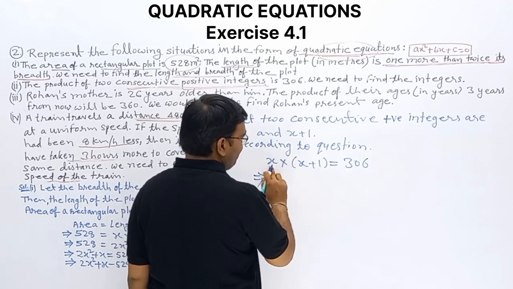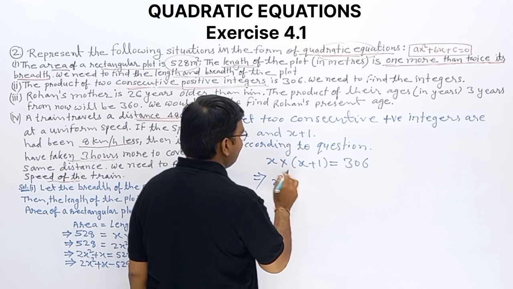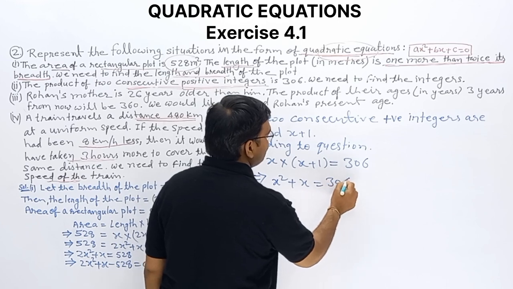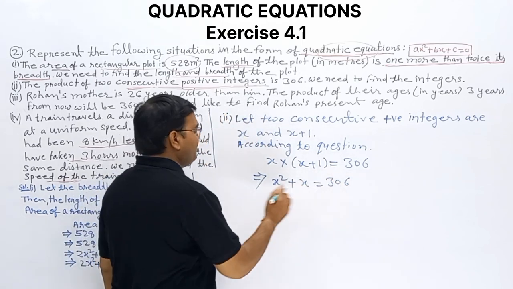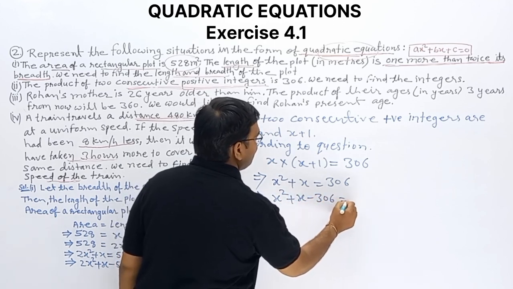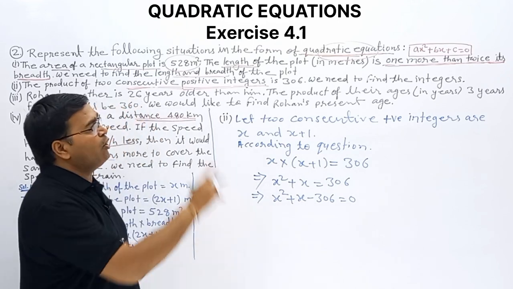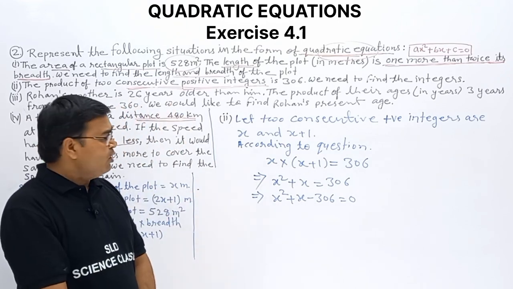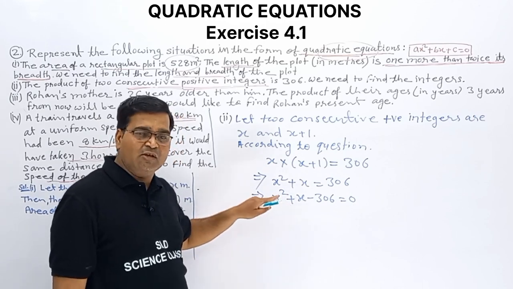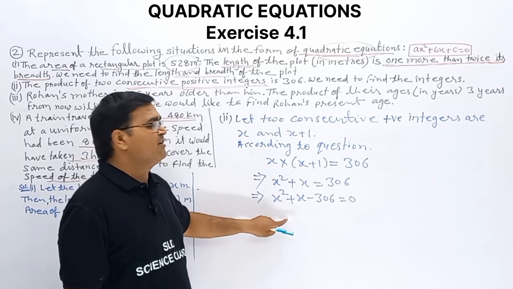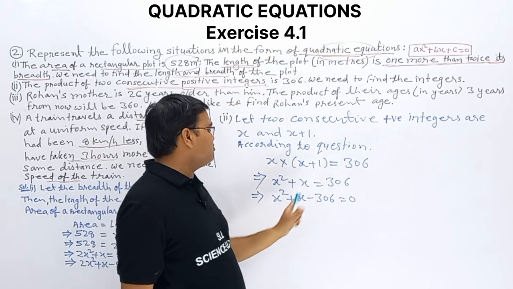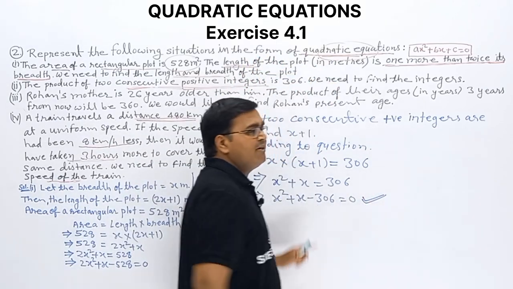Multiply this one, we will apply the distributive law: x into x, x square, x plus x into 1 plus x equal to 306. Now transpose from right to left, what do we have? x square plus x minus 306 equal to 0. In this question we want only the quadratic equation. Once we solve this quadratic equation, we get the value of x. Once we find the value of x, then we can find the two numbers easily. But in all situations we want the quadratic equation, so this one is the quadratic equation and it is the solution of the given question.